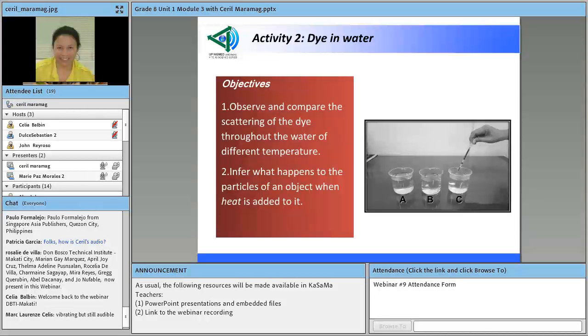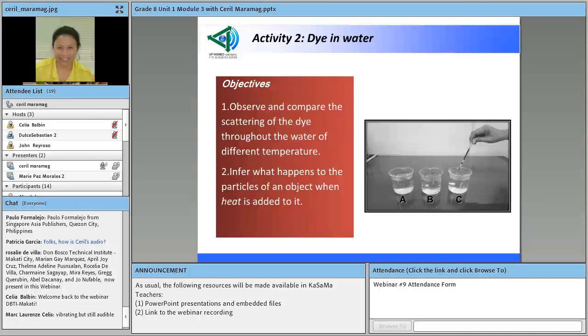Of course, the one added to the hot water. And it is in this container where students will observe a higher rate of scattering of the dye. Remember that in Module 2, kinetic energy refers to the energy possessed by moving bodies, and it can be determined by the speed of the moving body.